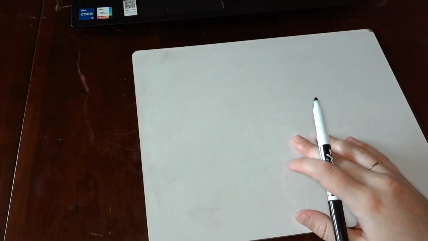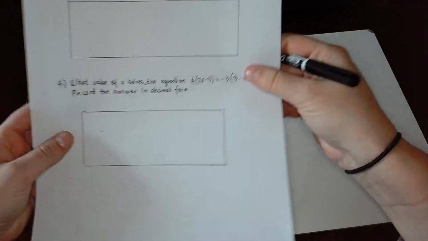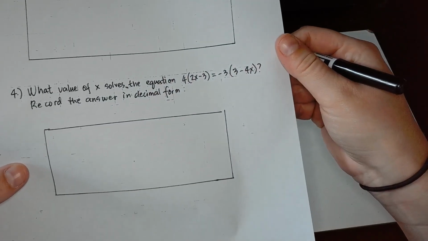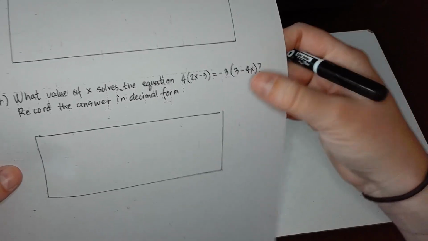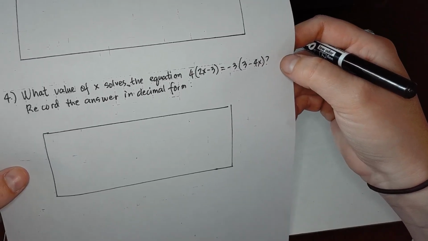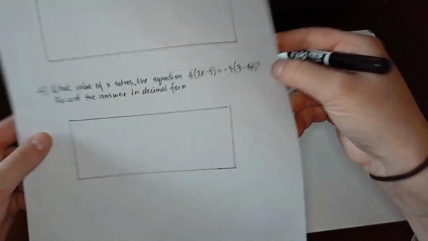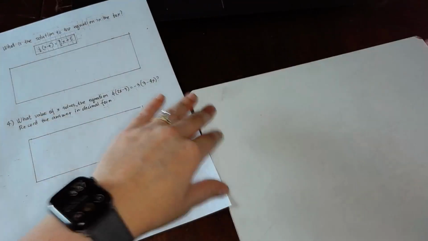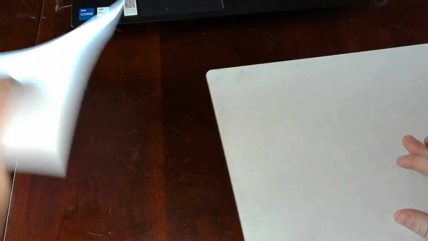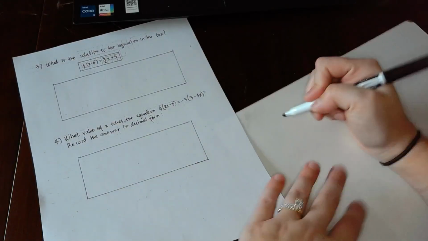Let's look at number 4. It says, what value of x solves the equation? So it has this big equation. Record the answer in decimal form. All right, so let's just solve for x as normal. Then we can worry about getting it into decimal form. So I'm just going to copy this down.